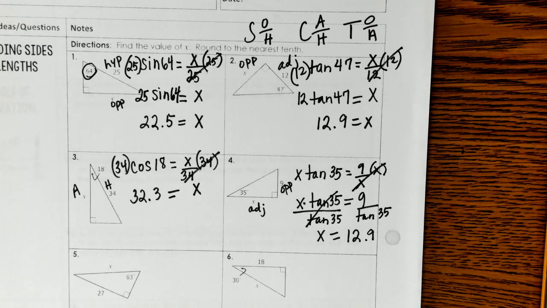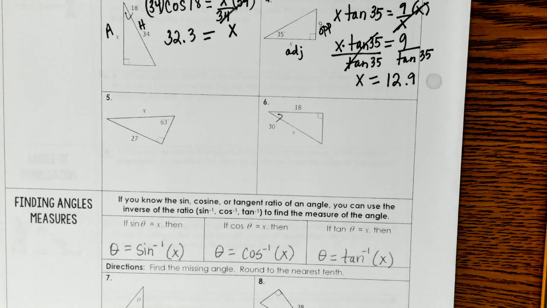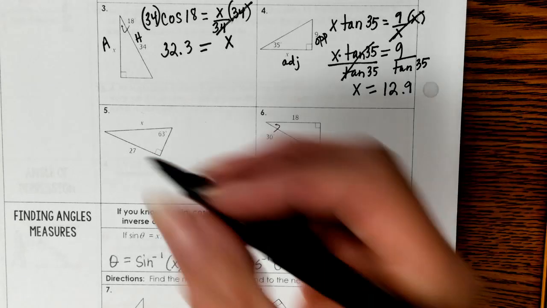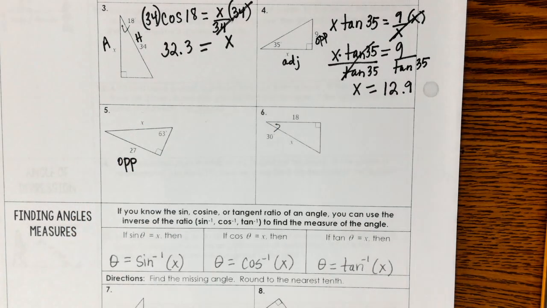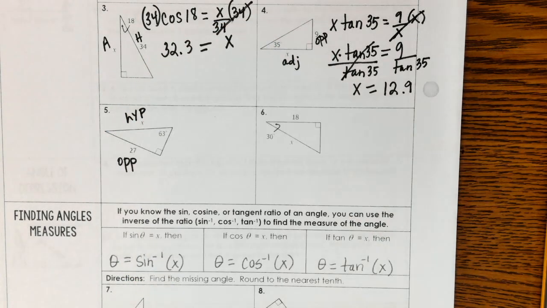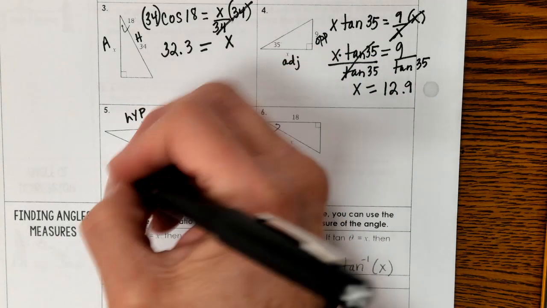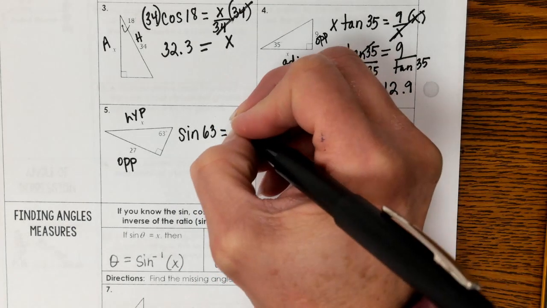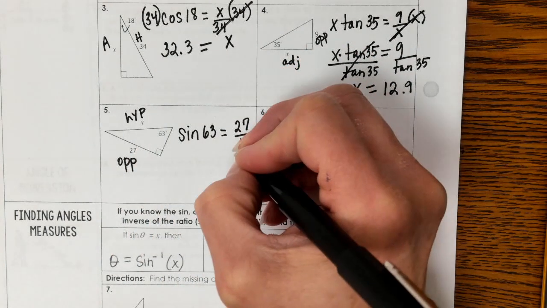So going back to our number 5 now, let's set it up. So what is your 27? It's our opposite. And what is x? It's our hypotenuse. Good. And so what would we use? We would use sine because it uses O and H. So we're going to do sine of 63 equals the O number over the H number.